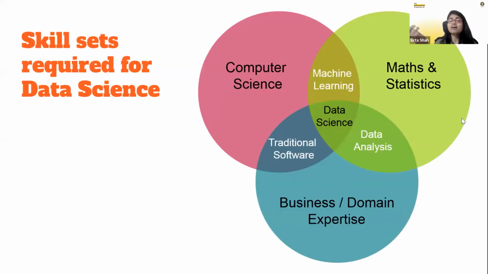So yes, these are what you can call the 3 circular pillars of data science, where you see that you need to have some basic knowledge of computer science, which is one of the major pillars of data science, followed by maths and statistics, and business and domain expertise.